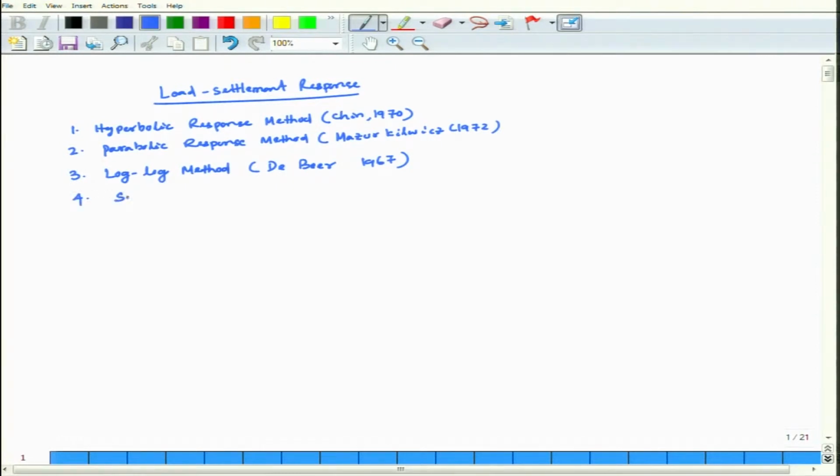Then is the single tangent method. Then is the double tangent method. Of course, the last one is the IS code. IS code I have already explained. So, I thought before signing off you should know all this. So, the first one is the hyperbolic response or hyperbolic method.